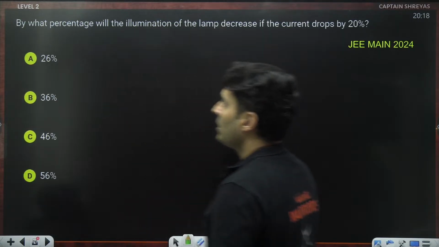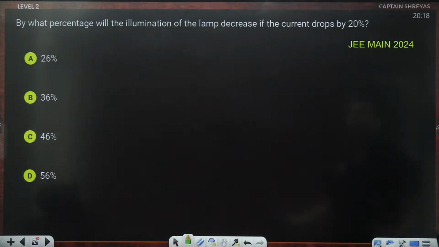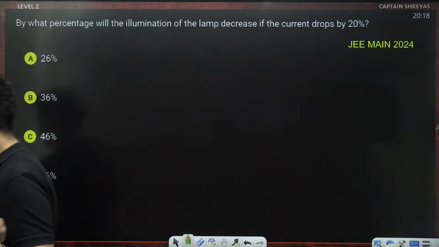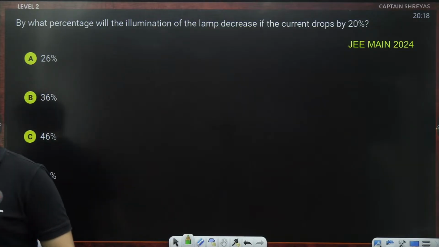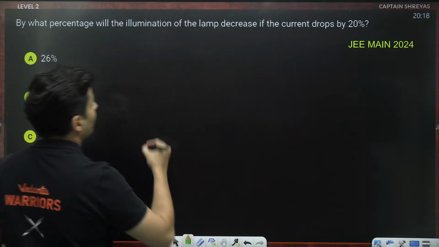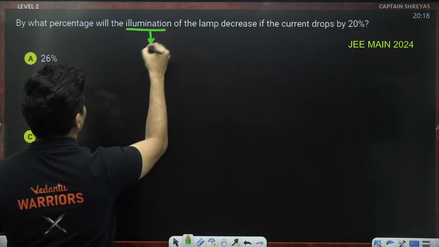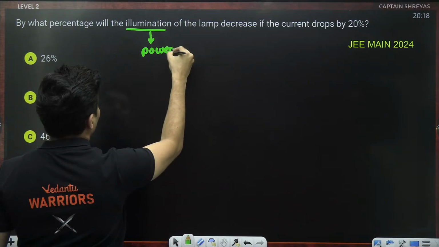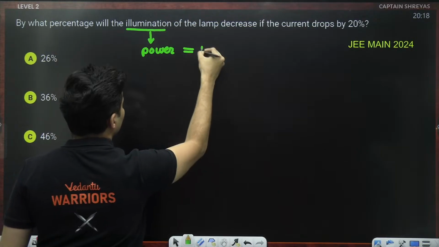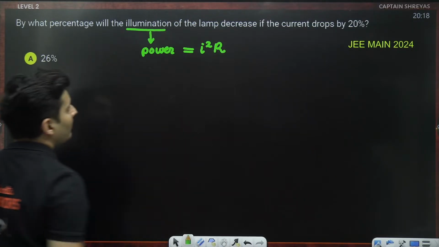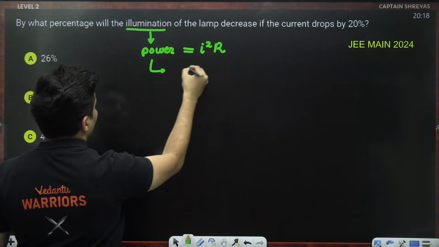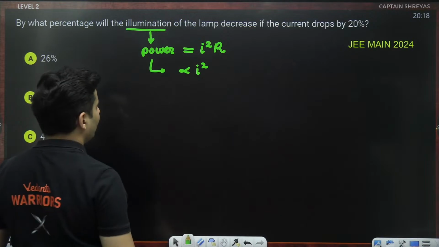By what percentage will the illumination of the lamp decrease if the current drops by 20%? This was also asked in JEE Mains 2024, in the January attempt. So what do we do in this question? Illumination basically depends on the power lost across the resistance, and the power lost is nothing but I squared R. That means the illumination is directly proportional to the square of the current.